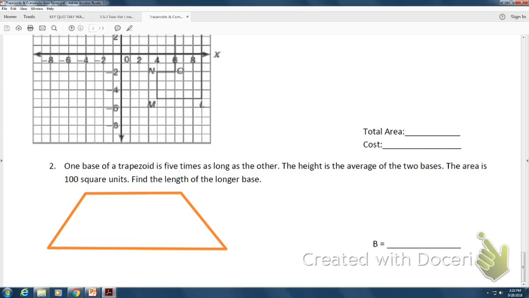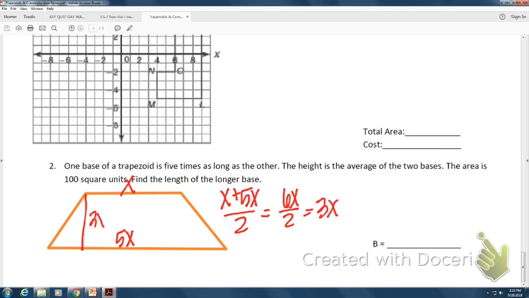Okay, so we have x and 5x. Okay, how do we show that the height is the average of the two bases? Add them and divide by 2. So x plus 5x divided by 2. What's x plus 5x? Divide that by 2. 3x. Okay, so our height is 3x. Okay, and what other information were we given? The area is 100 units squared.